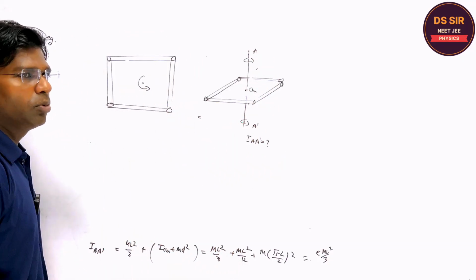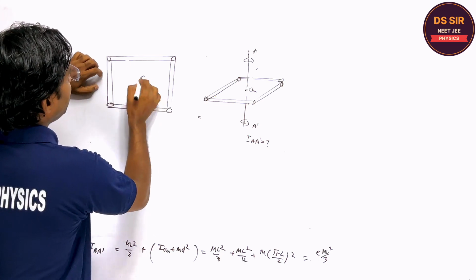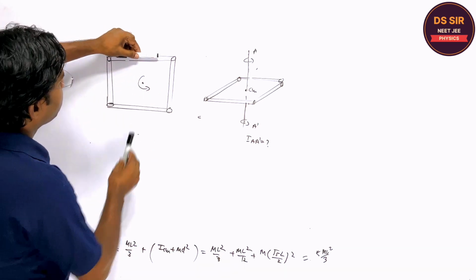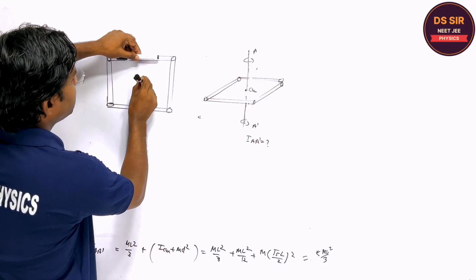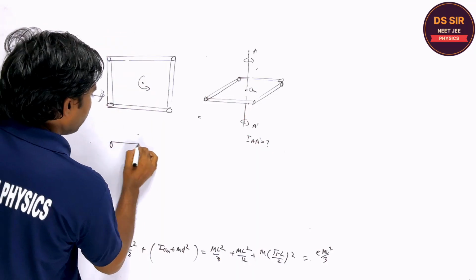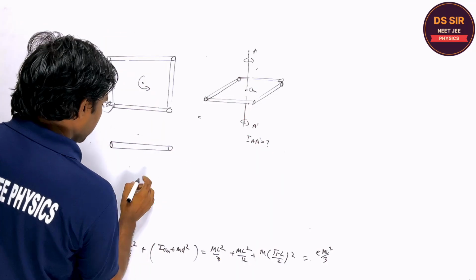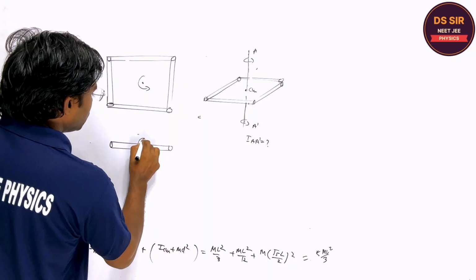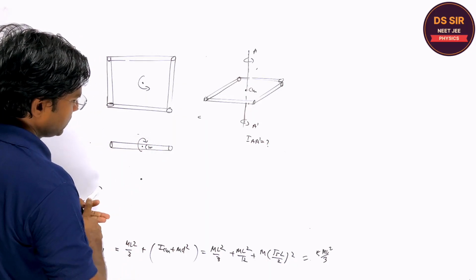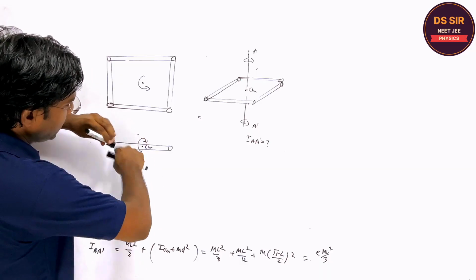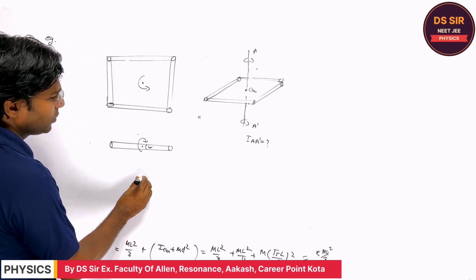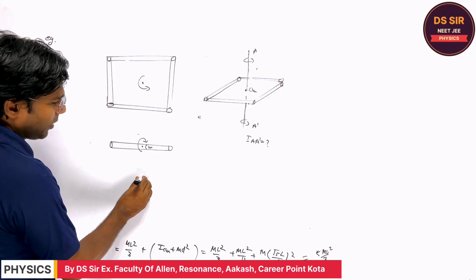A dash, you have to find. So how to find the moment of inertia? Listen to one thing. Consider this one rod, only the first rod. This is the axis of rotation, and this is the center of mass, and it rotates like this. We have to find the moment of inertia of this single rod about this axis.